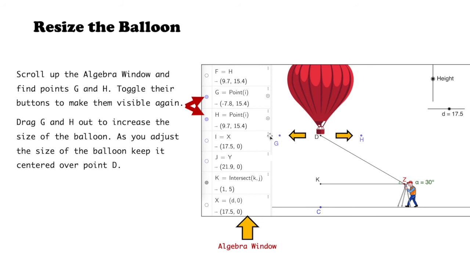You can drag G and H further out from D to make the hot air balloon larger. Just make sure you do it equally on both sides to keep the basket centered over D. Once you're satisfied with the balloon size, go back and toggle G and H again so they're no longer visible.